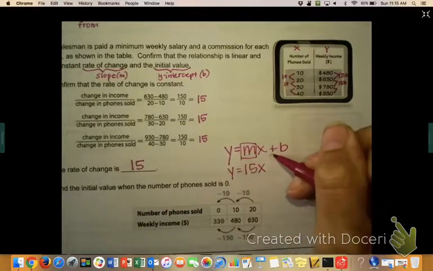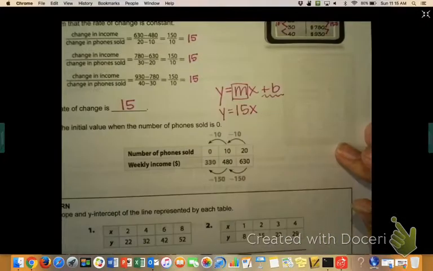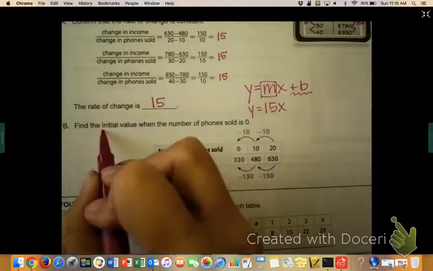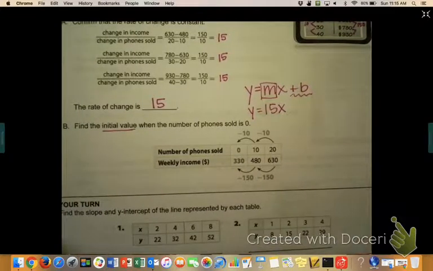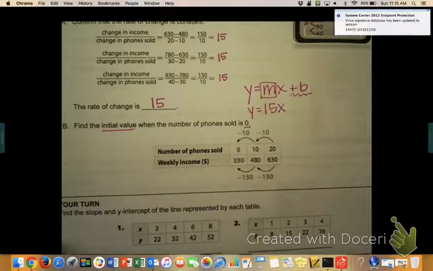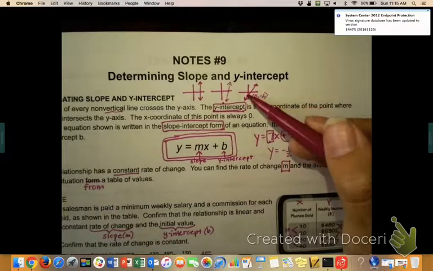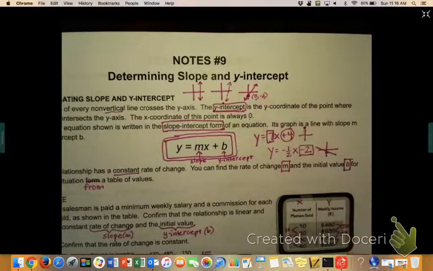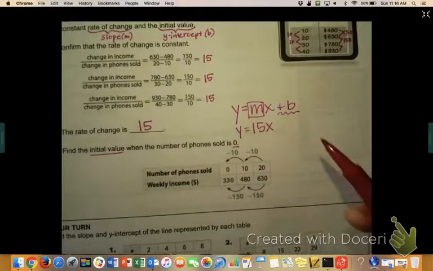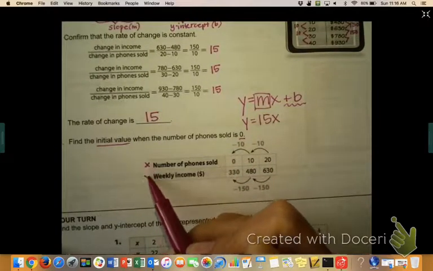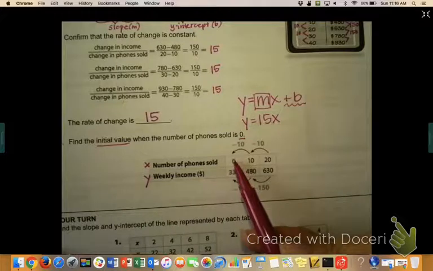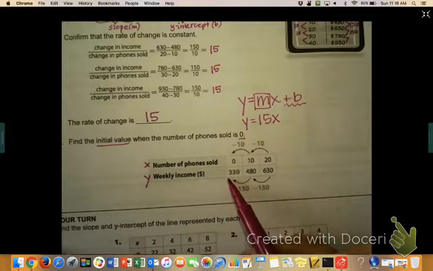Now we need to figure out what the b is going to be, what the y-intercept is, and that is the initial value when the number of phones sold is 0. And again, the reason it's when the number of phones sold is 0 is because wherever our y-intercept is, our x value is going to be 0. So we basically need to make our x value 0. This is our x, this is our y. We need to make our x value 0 and see what that y value is. And whatever it is, when x is 0, your y value is your y-intercept, or your b.